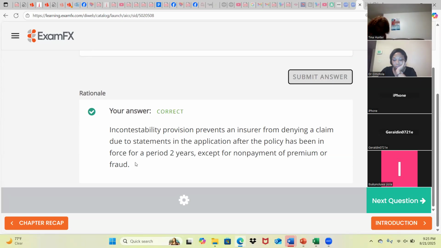Elizabeth, can you read the explanation of incontestability here again? Incontestability provision prevents an insurer from denying a claim due to statements in the application after the policy has been in force for a period of 2 years, except for non-payment of premium or fraud. All right. That's good.